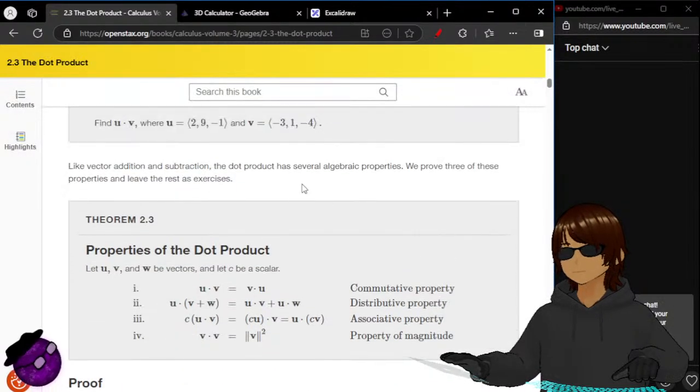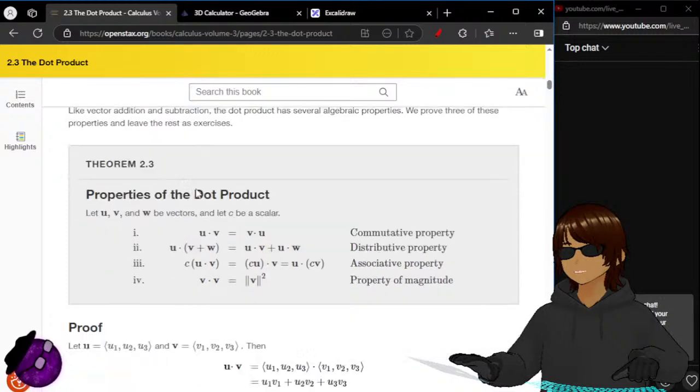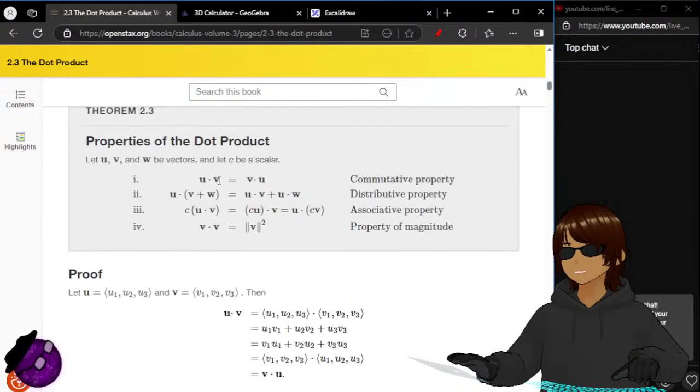Never mind. Like vector addition and subtraction, the dot product has several algebraic properties. We prove 3 of these properties and leave the rest as exercises. So u dot v is the same as v dot u. u dot (v plus w) is the distributive property. And then some scalar c times the dot product of u and v, you can do the associative property. And then v dot v is the magnitude squared.